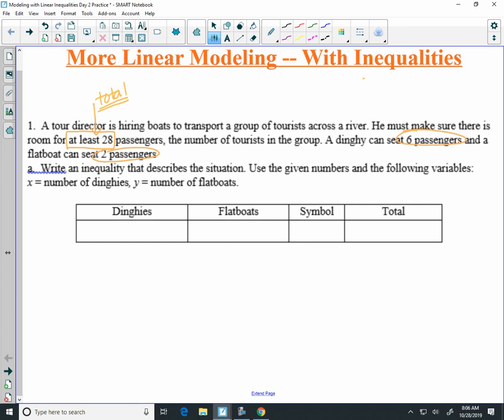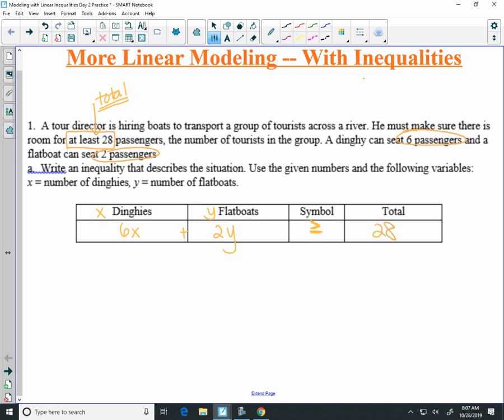So we're writing an inequality, and we've already told you what x and what y are going to be. We need to take at least 28 passengers. So we can take more than 28 or equal to 28, so that symbol is important. Our total number of people we need to transport is 28. A dinghy can take 6 people, and the number of dinghies is x. A flatboat can take 2 people, and the number of flatboats is y.